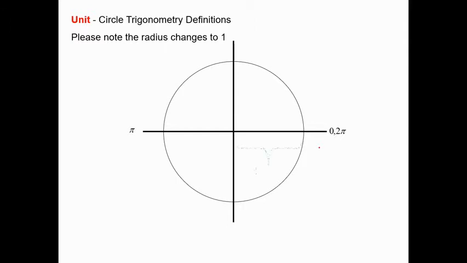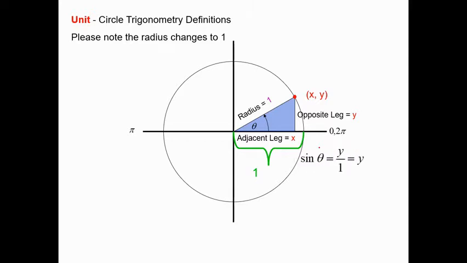Now, please notice what happens when we change our radius to 1. Again, we still have an opposite leg, that is y. We still have an adjacent leg, x, but now the radius is 1. And so the sine of theta is equal to y over 1, or just y. So whatever the y component is of the ordered pair, the sine theta is equal to that y.